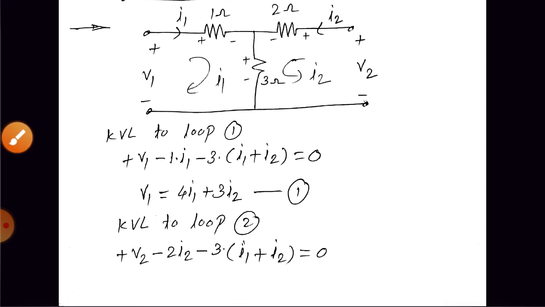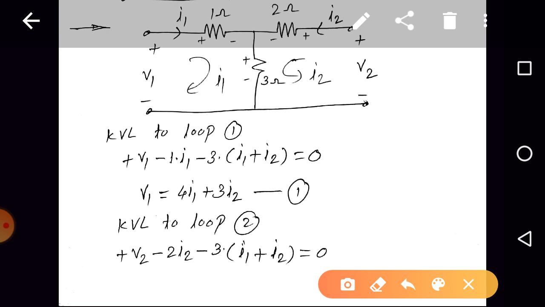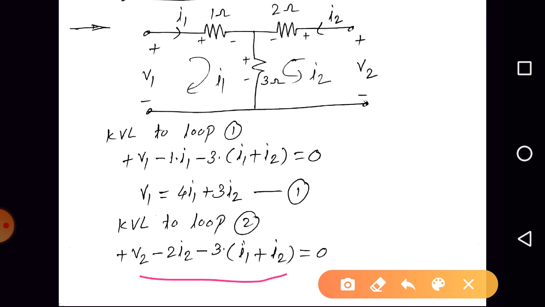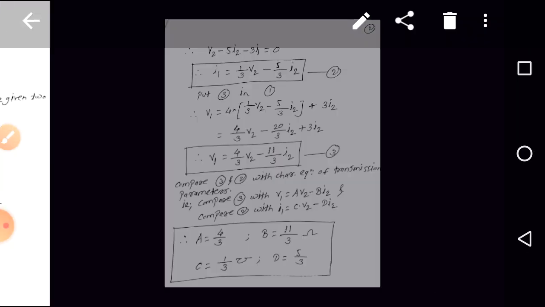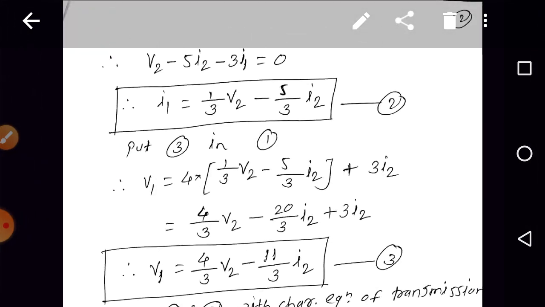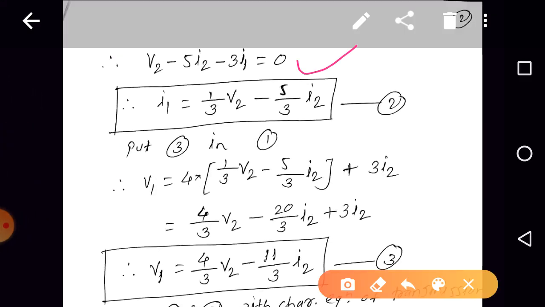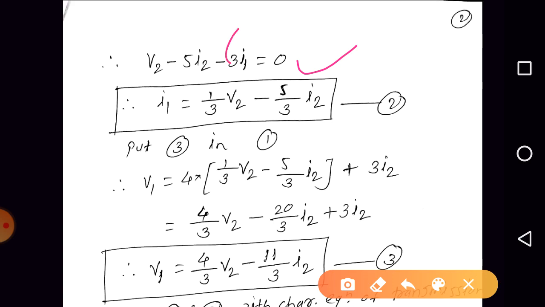Okay, next can we apply KVL to the second loop? Yes, it is plus V2 minus 2I2 minus 3 into (I1 plus I2) is equal to 0, right? So therefore we can write it as V2 minus 5I2 minus 3I1 is equal to 0. From this, can we write the expression for I1 in terms of V2 and I2? Yes, take this I1 to the right hand side, and after rearranging the terms, we can write I1 is equal to 1 by 3 V2 minus 5 by 3 I2. It is like I1 is equal to CV2 minus DI2. So 1 by 3 is parameter C and 5 by 3 is parameter D, right?